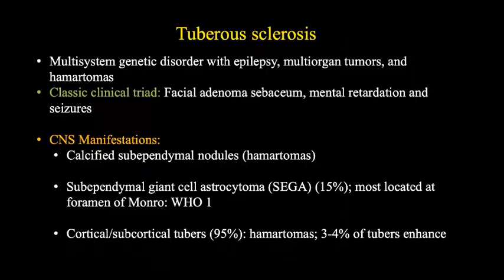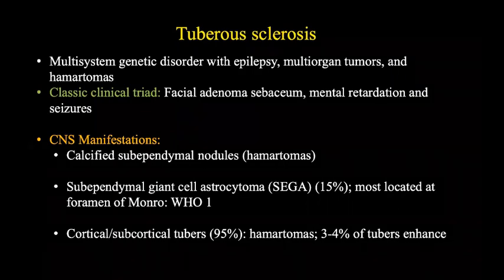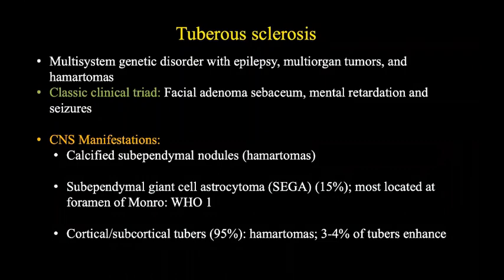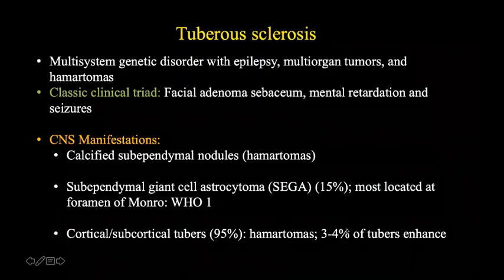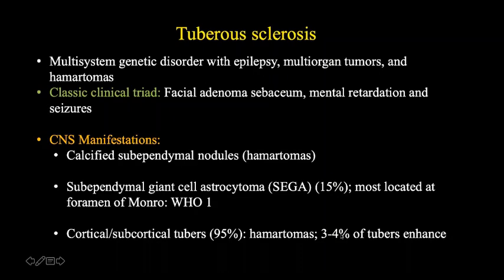So tuberous sclerosis is a multi-systemic genetic disorder with epilepsy and multiple organ tumors and hamartomas. Classic clinical triad of adenoma sebaceum, mental retardation, and seizure. Part of the CNS manifestation is, as we said, the subependymal nodules, which are hamartomas, and subependymal giant cell astrocytoma in 15%, which is WHO grade 1, and the subcortical tubers, again, hamartomas, and there's about 4% of these that can enhance.